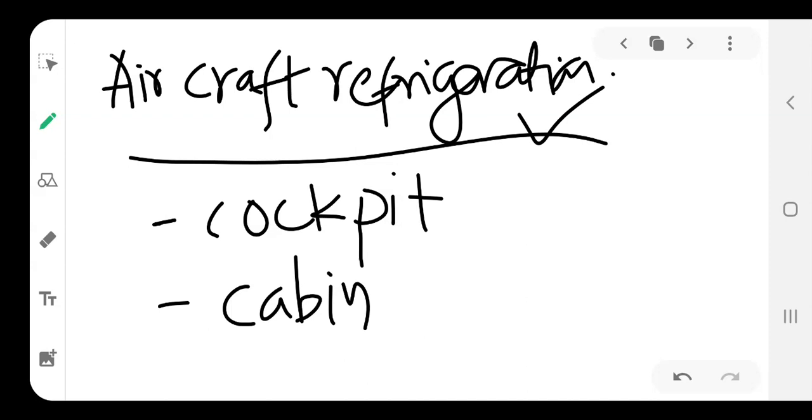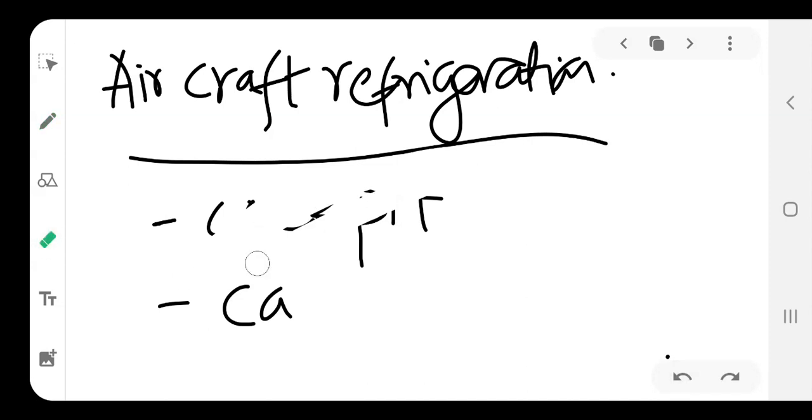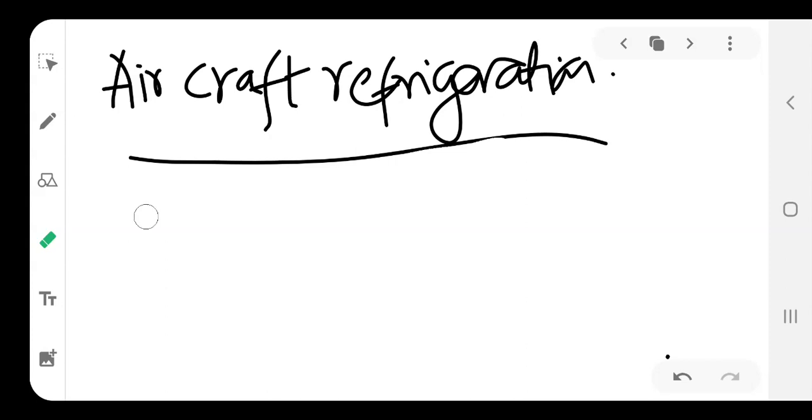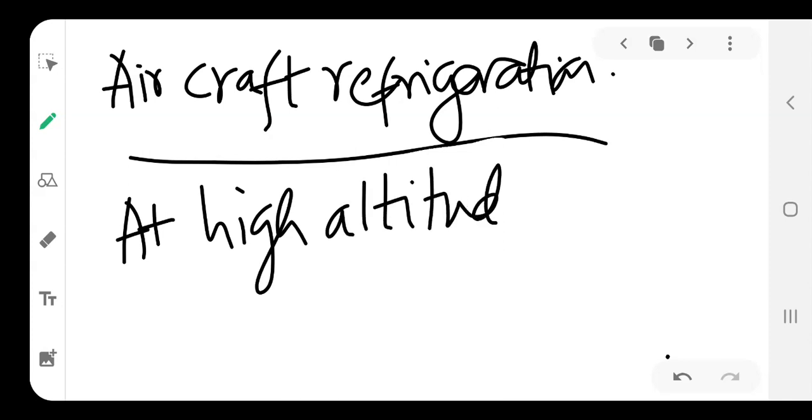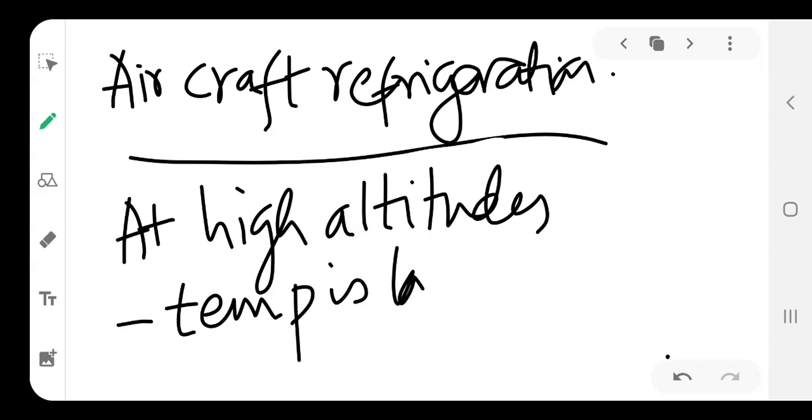So students, we know plenty of air is available outside the aircraft while it is flying, right? Since the aircraft is flying at very high altitudes, the temperature will be low at high altitudes. So we have some cold air available outside the aircraft, but still we require cooling of the cabin. Why? Because large internal heat generation will be there due to occupants and equipment also, right?